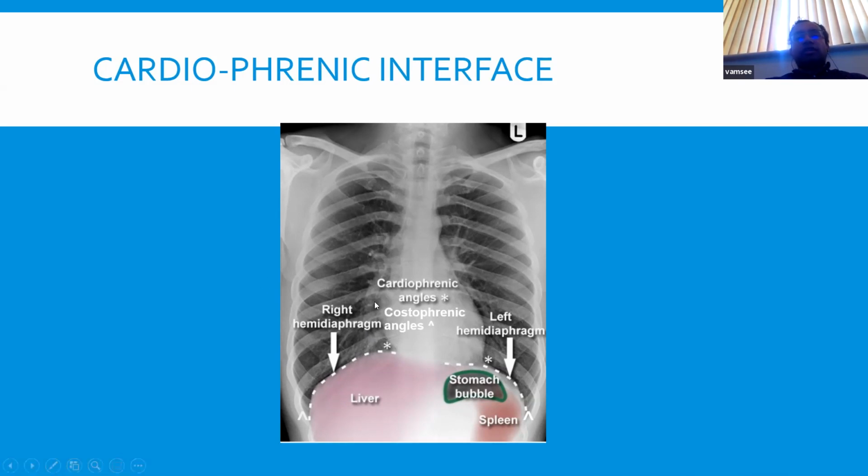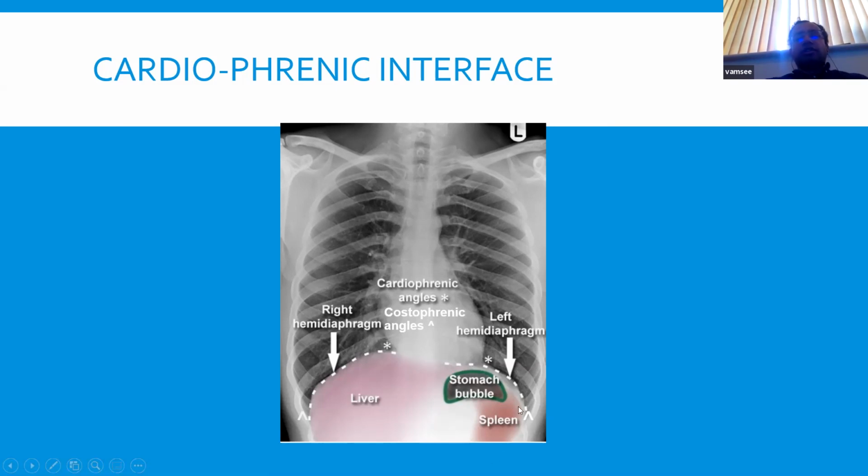So one of which is the cardiophrenic angles. And this is important because if you have this blurred, it could suggest there's pathology there, and you can localize that further, which is something we'll go through in more detail later. And similarly, you've got your costophrenic angles. Now, costo, rib, phrenic, diaphragm, and cardio, again, heart, and phrenic meaning diaphragm. So the names are pretty self-explanatory.